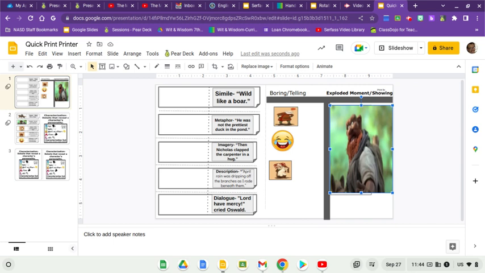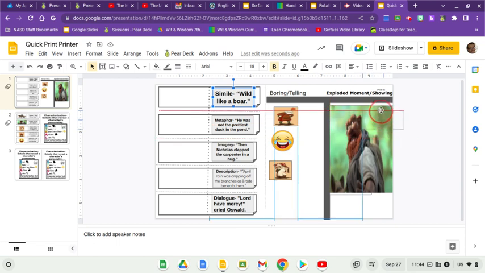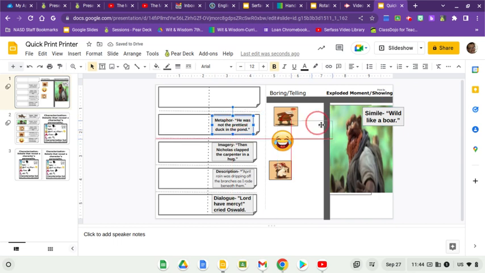And now look at some of these other examples. Maybe you got wild like a boar to go with him on this side. Or maybe you got he was not the prettiest duck in the pond. Yeah, that could definitely refer to him, even though in the story, I believe it's referring to this guy here. Nothing else seems to quite go with him there, but maybe you put some of these other details over there just because they explode the moment.